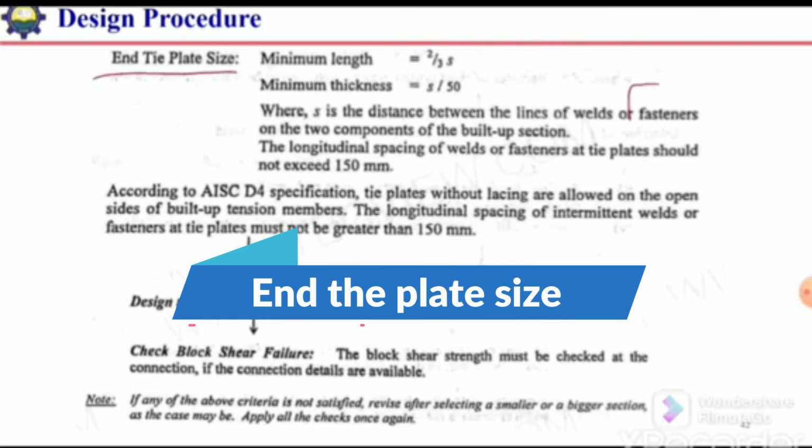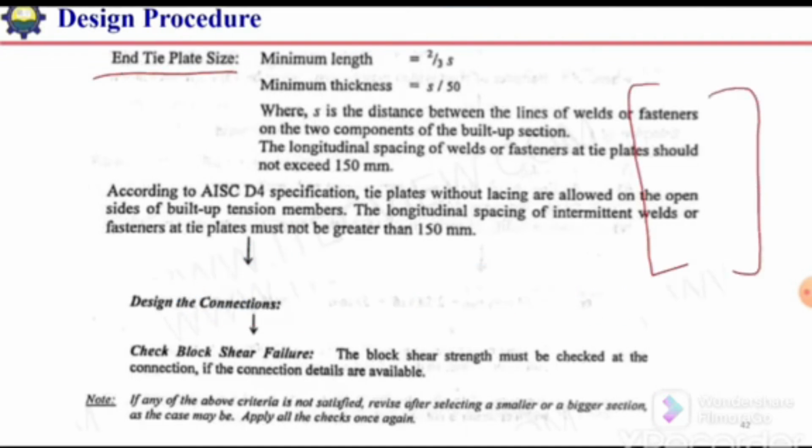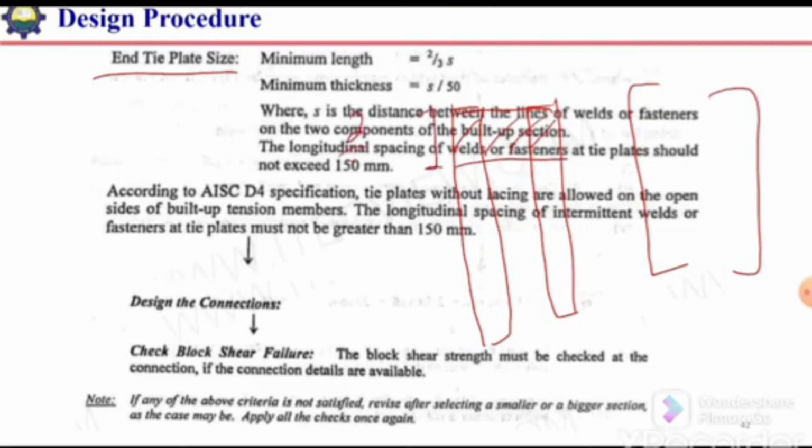So if we have a C section connected like this, in plane, they will be like this. So we need to use end tie plates to connect. And the length of the end tie plate should be 2/3 of S. And S might be, if we have a welded connection at the ends, for example, we have welded the plate over here at these toes.